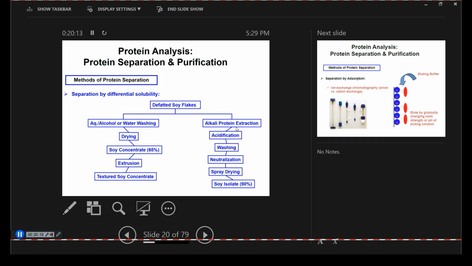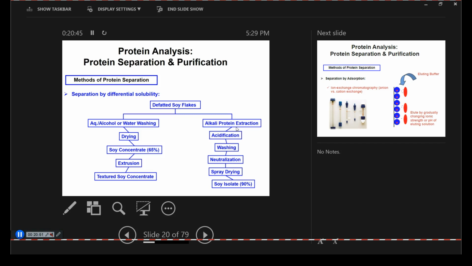You want to make sure that the pH is not where you have net zero charge, because that impacts the functionality of the protein in the long run, causes denaturation at lower temperatures, and that would result in polymerization, and that will result in detrimental functional characteristics. All right, so we neutralize and then spray dry, and then you get the isolates.